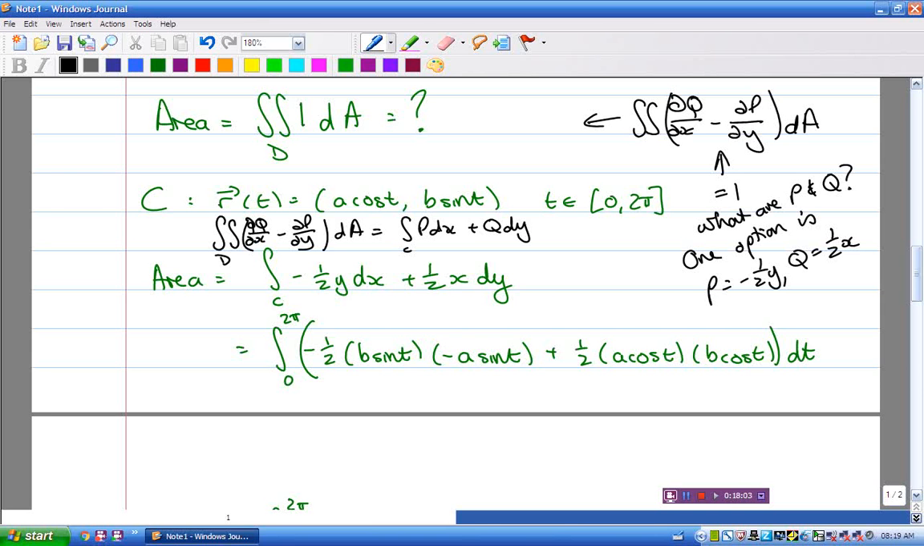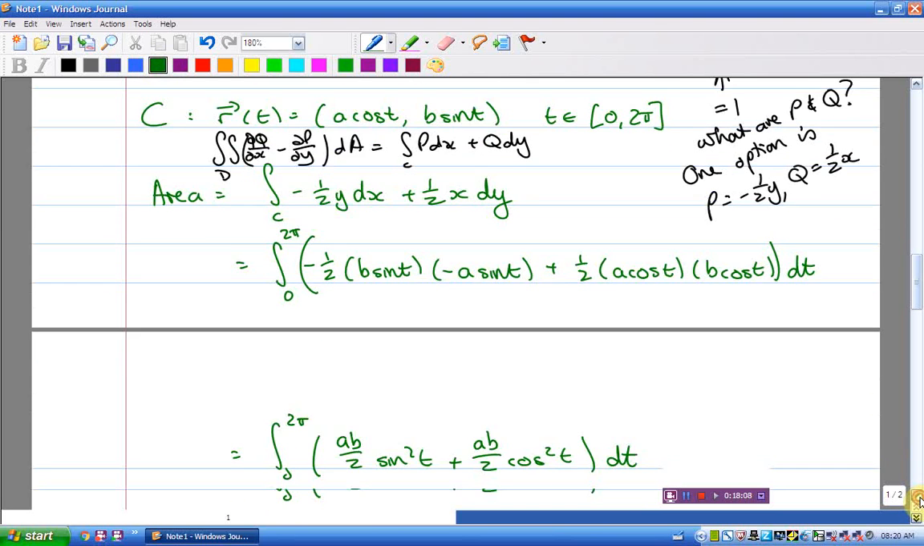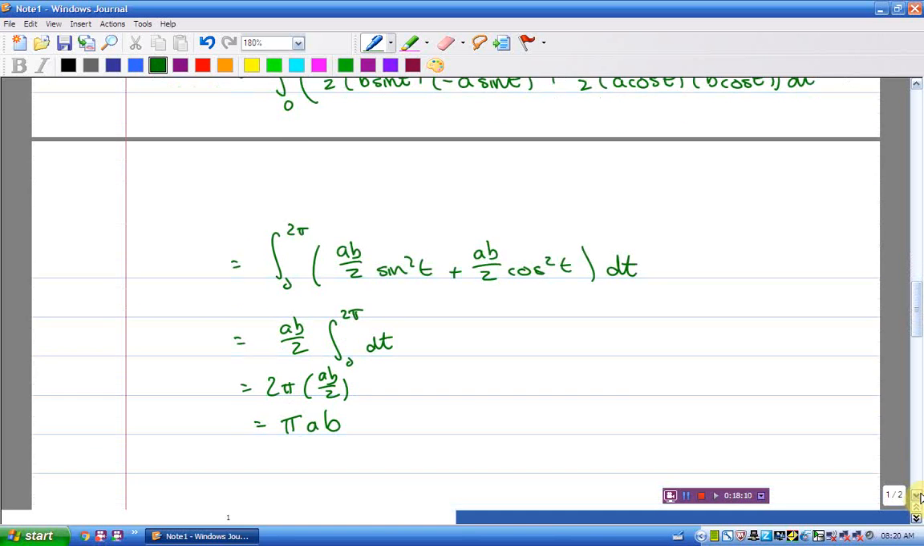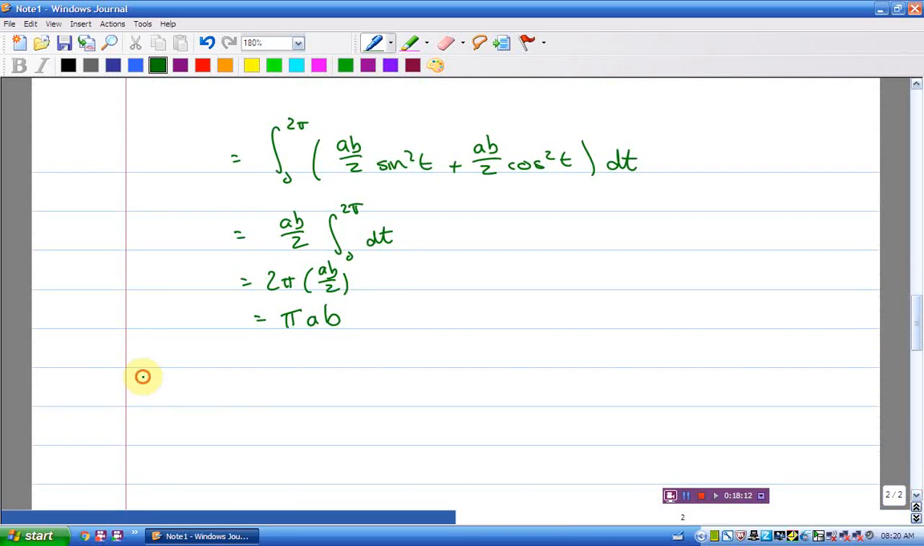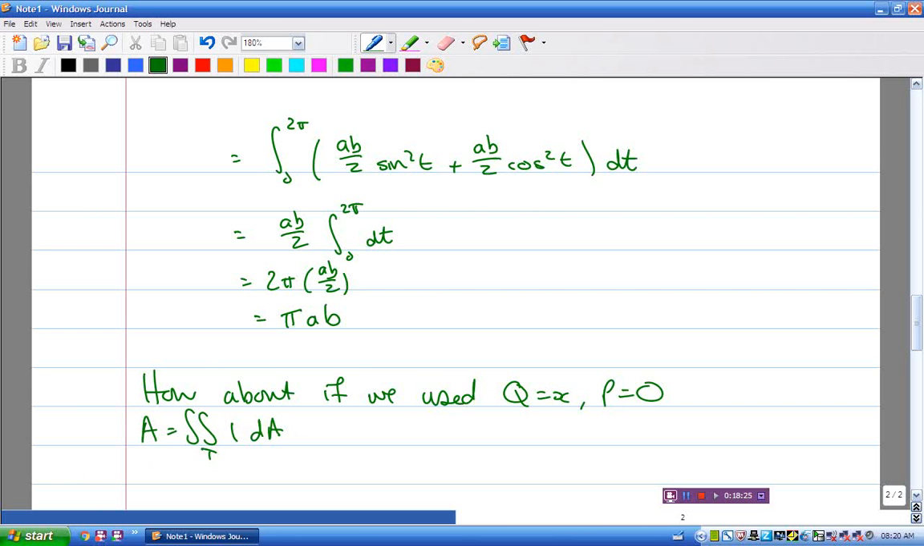Well, shall we try and do this exact one? This exact problem just using one of the others. Let's do that. How about if we used Q equals x and P equals 0? Then we would have had our area, which is a double integral of 1 dA. It's going to be the line integral, let's have a look, of, well, just to be completely pedantic about it, it would be 0 dx plus x dy.